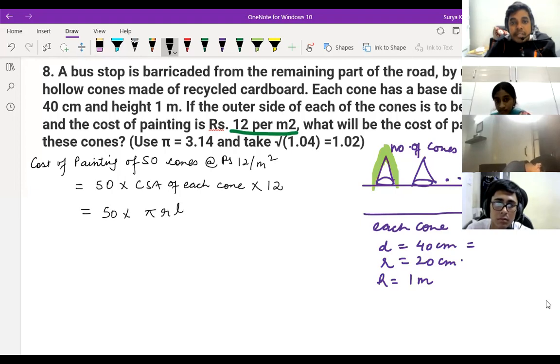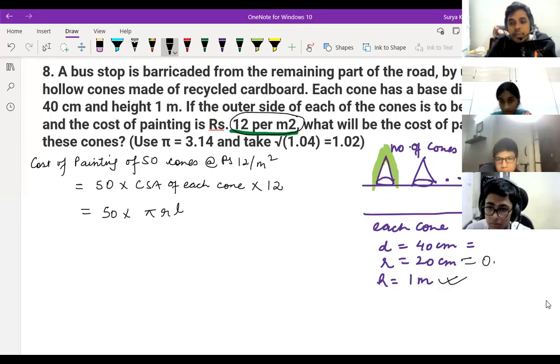So here per meter square, children, this is very important. Try to understand here. This is per meter square given over here, right? So everything you try to convert into meter only. If you're writing it like this formula and 12 is in meter square, so try to convert everything into what? Meter only. So height is okay. Radius you convert into 0.20 meter. Okay, children.